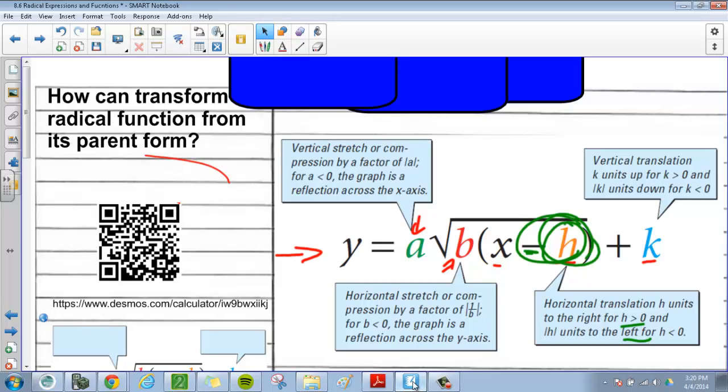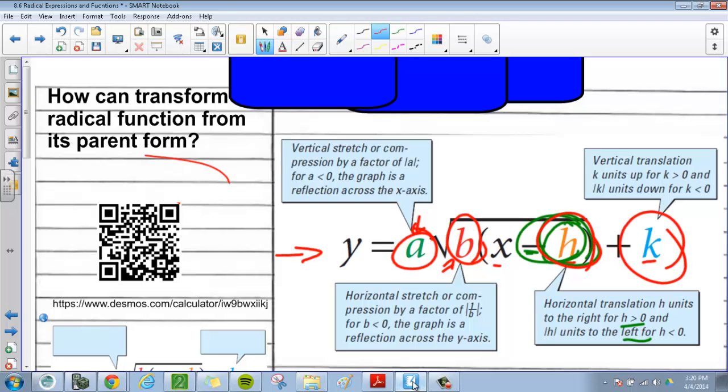And so this is how you can transform a radical function around by using this formula: by changing your a, which does the vertical stretch and flip over the x-axis, by changing your b, which does a horizontal stretch and flip over the y-axis, by changing your h, which does a translation left and right, or the k, which does a translation or moving up and down.